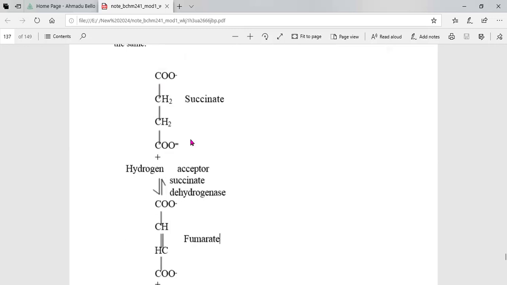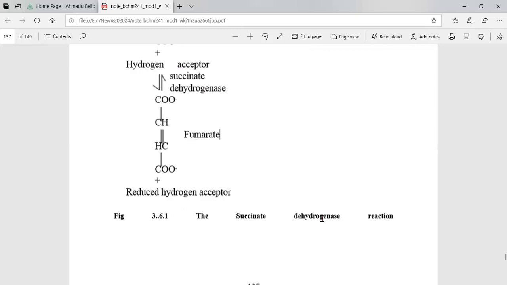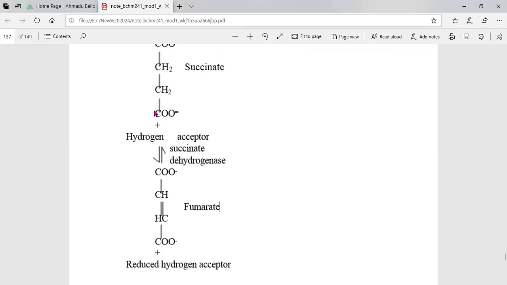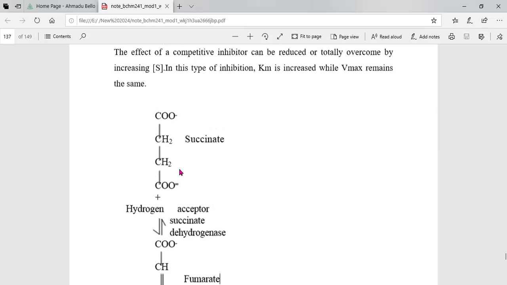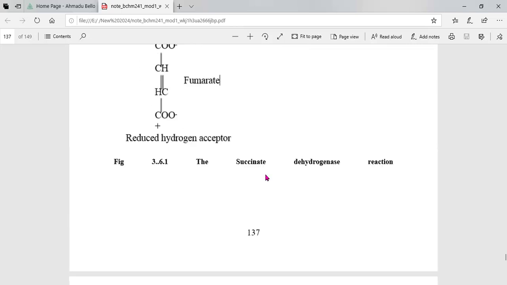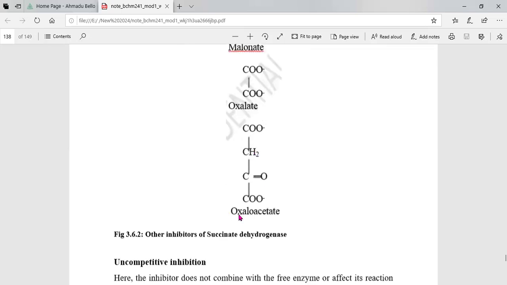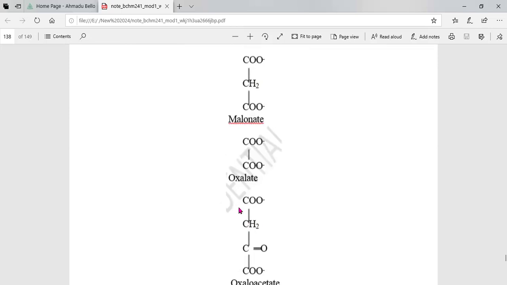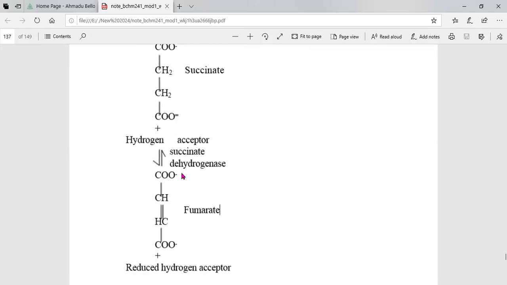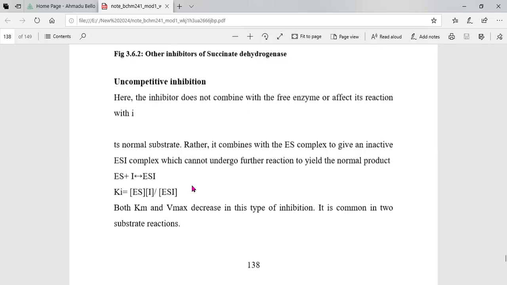Succinate dehydrogenase catalyzes the conversion of succinate to fumarate, right? So this is the succinate dehydrogenase reaction. If you look at the structure of succinate, we have inhibitors that resemble succinate. We have malonate, oxalate, and oxaloacetate. They are other inhibitors of succinate dehydrogenase, which competitively bind to the active site of succinate dehydrogenase because they look like succinate, right? So next we have uncompetitive inhibition.